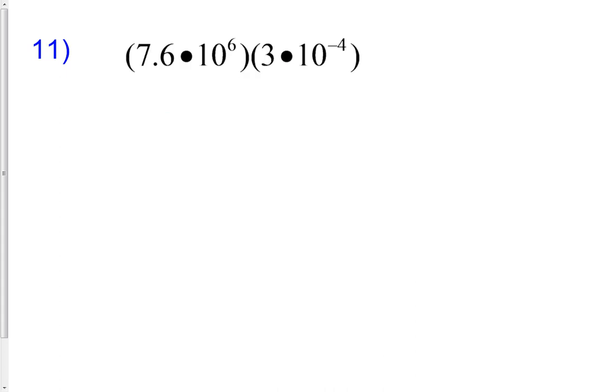Question number 11. We have a monomial times a monomial. You're going to multiply the coefficients. So it's 7.6 times 3, and we get 22.8. And then you add exponents. With common bases, base 10, you're going to add exponents. 6 plus a negative 4 is 2. So times 10 raised to the second.